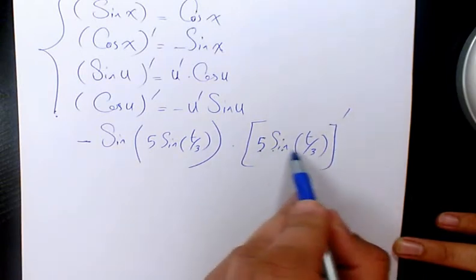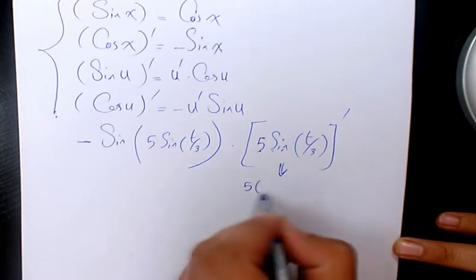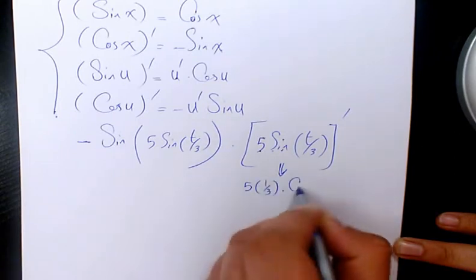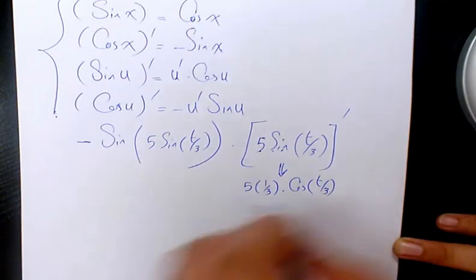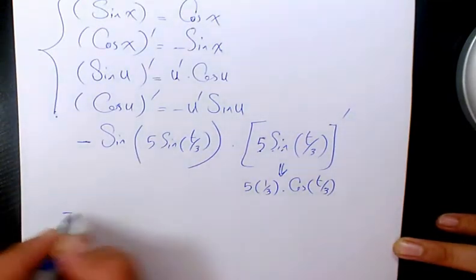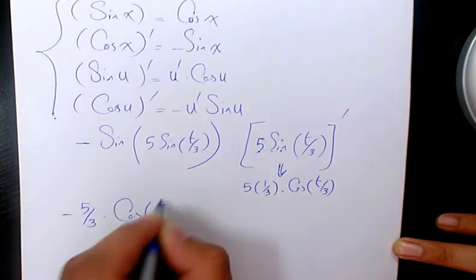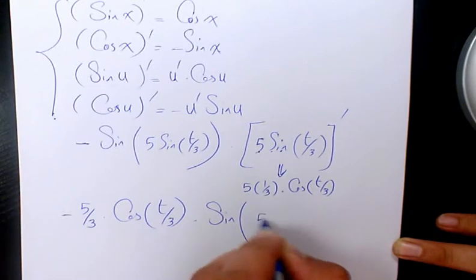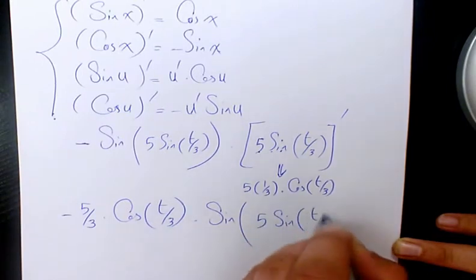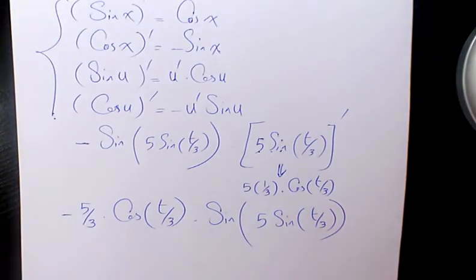The derivative of 5 times sine t over 3 is going to be 5 times 1 over 3 times cosine t over 3. Now if you want to simplify it, it's going to be negative 5 over 3 times cosine t over 3 times sine of 5 sine t over 3. That's going to be the final answer. So we cannot simplify it more than that.